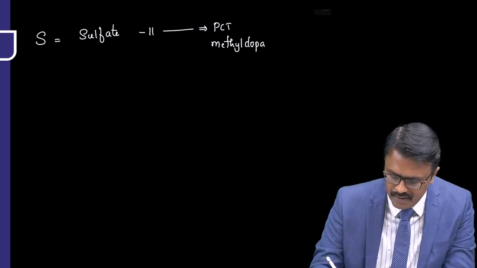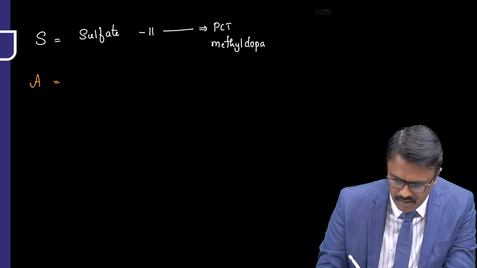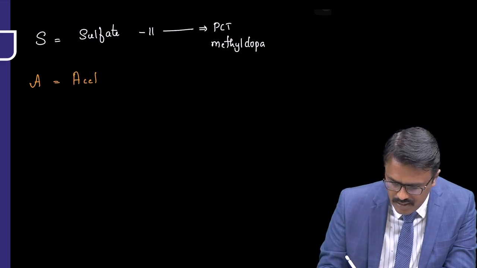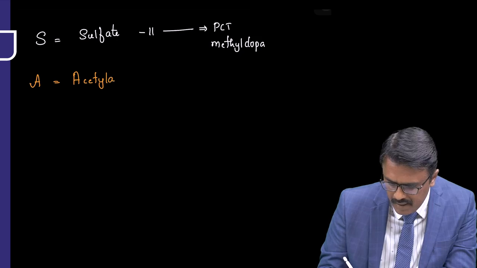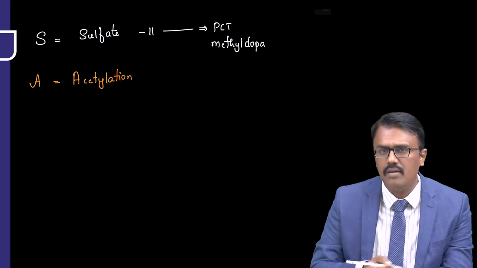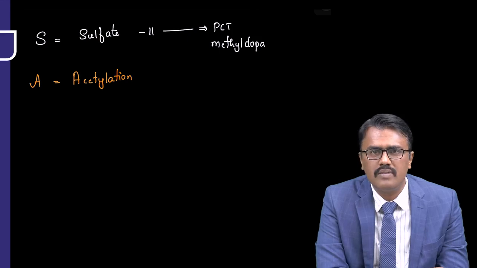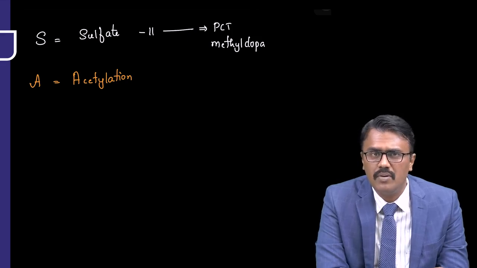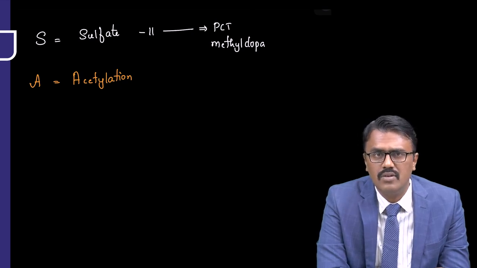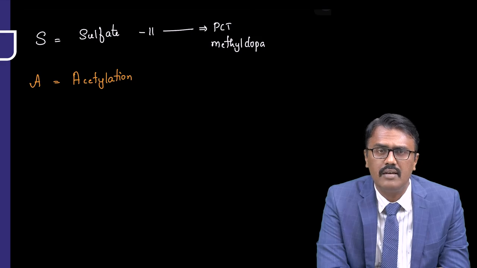Then we have another one, A for the drug undergoing acetylation. Now, remember, these are all done by enzymes. So, what is an enzyme? Enzymes are proteins. And where do you get proteins from? The genetics. So, there are genetic variations. We call it pharmacogenetics.